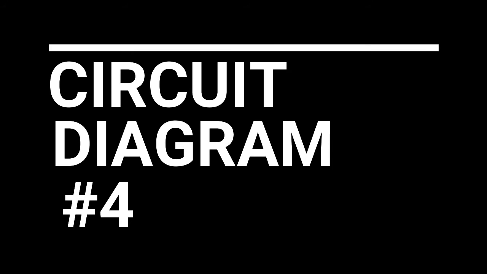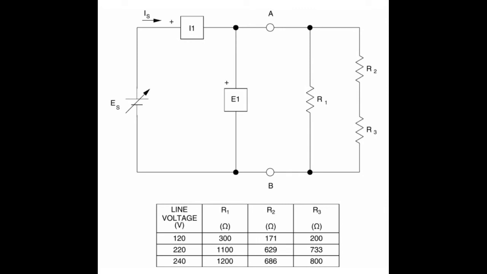Let's now connect our circuit diagram number 4. Take note that our R1 is connected in parallel with the series combination of your R2 and R3, wherein your R1 at 120 volts will be equal to 300 ohms, and your R2 will be equal to 171 ohms, which is the parallel combination of three resistances in a branch, and R3 is 200 ohms, which is a parallel combination of 600 and 300 ohms. And take note that our voltmeter is in parallel with the combinations, and the ammeter is of course in series with the circuit.